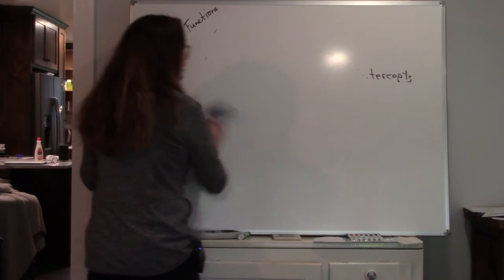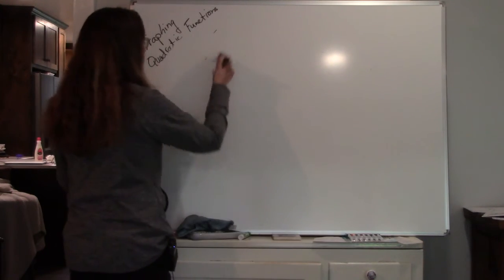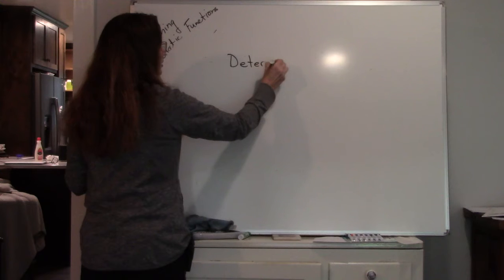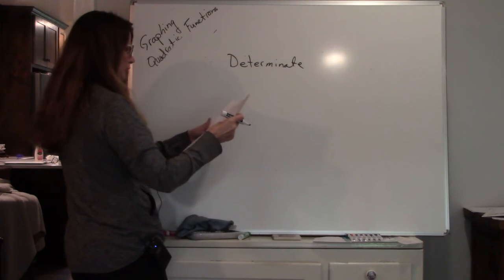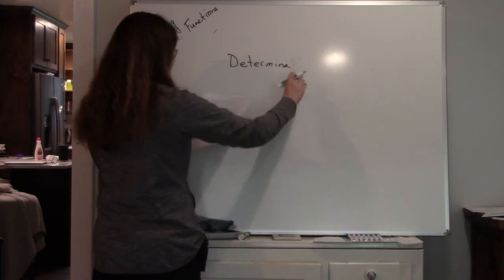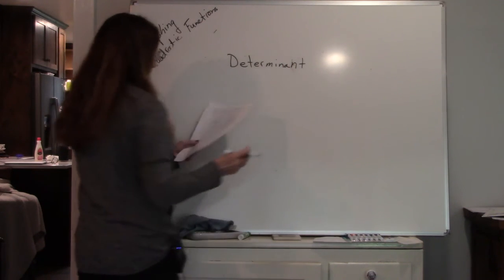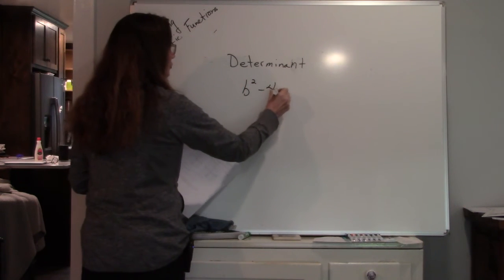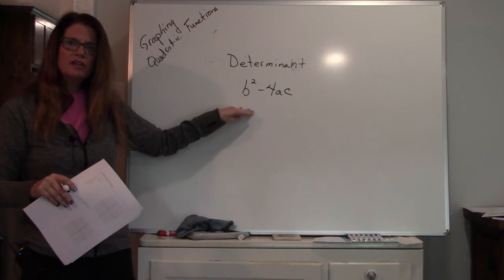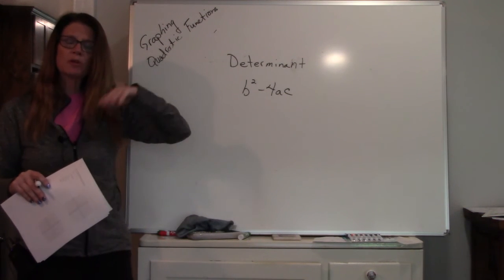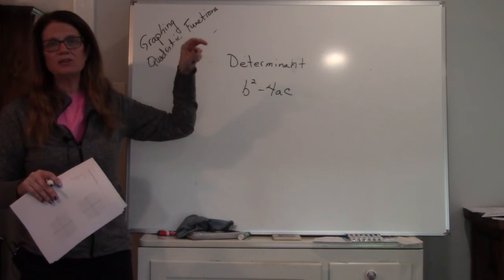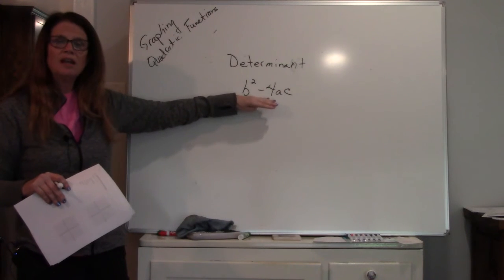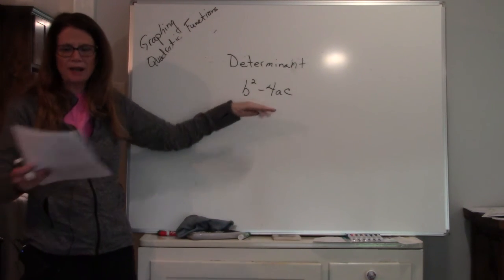So to determine how many roots we have, or what kind of roots we have, we use something called the determinant. So this should look very familiar to you. The determinant is your b squared minus 4ac. This is within the quadratic formula. Remember, the quadratic formula was negative b plus or minus the square root of b squared minus 4ac, all over 2a. The determinant helps us find out how many roots we're going to have.